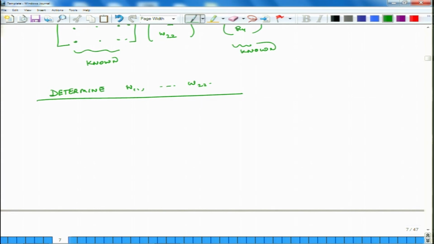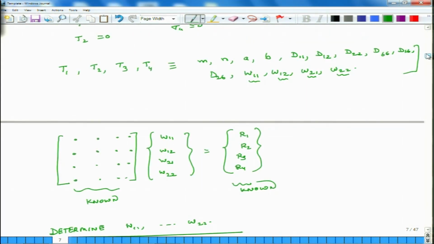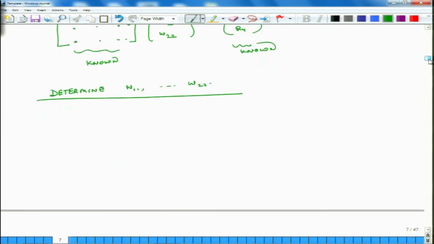So, this is how we get W's, but what is our original goal? We have to explore the role of D16 and D26. But we cannot explore till we know what the W is going to be. So, now that we have developed a method to figure out W11, W12, W21 and W22, what we will do is start exploring how D16 and D26 influence the overall solution. We will explore their role.